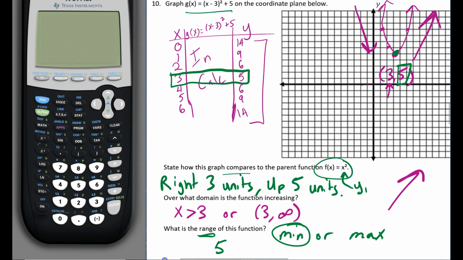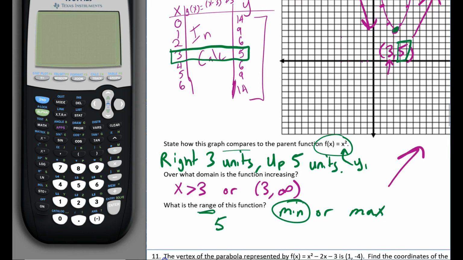And it looks like these arrows at the end of the parabola mean that the graph's going to continue going up forever. So y actually doesn't have any maximum value here. The only constraint is that y is greater than or equal to 5. So in this case, the range would look like y is greater than or equal to 5, or if you want to write it in interval notation, [5, infinity).